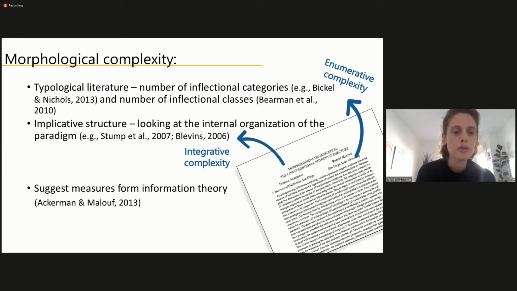So Ackerman and Malouf, in a paper from 2013, distinguished these 2 approaches. They referred to the first one, the typological literature, as enumerative complexity, or E-complexity in short, and to the second one as integrative complexity, or I-complexity in short. And they suggested a measure for I-complexity from information theory.